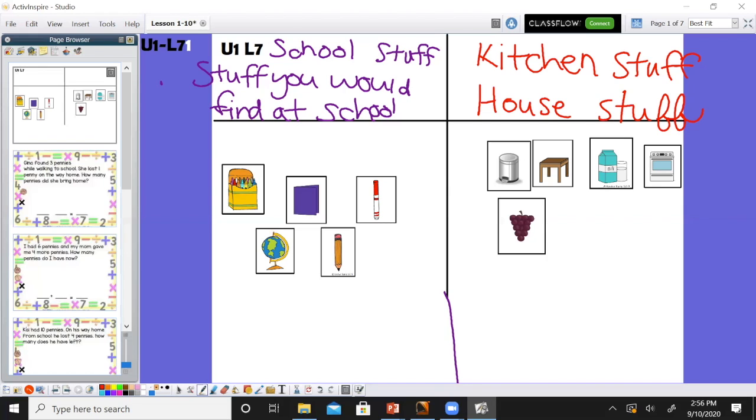But when we're sorting the items, we have to think of a title, or we have to think of a way to sort them so that we can put them into two groups. So if we said stuff that went in the fridge, well, the stove doesn't go in the fridge, right? So our overarching title has to be a little bit what we call broad, more broad, right? So just stuff you'd find in the kitchen, things you'd find at school, that kind of thing. Does that make sense? Yes? Okay. Now you have a sorting activity on Seesaw.